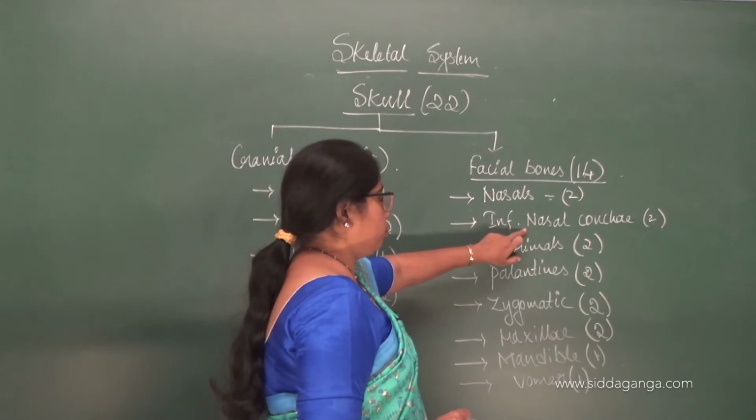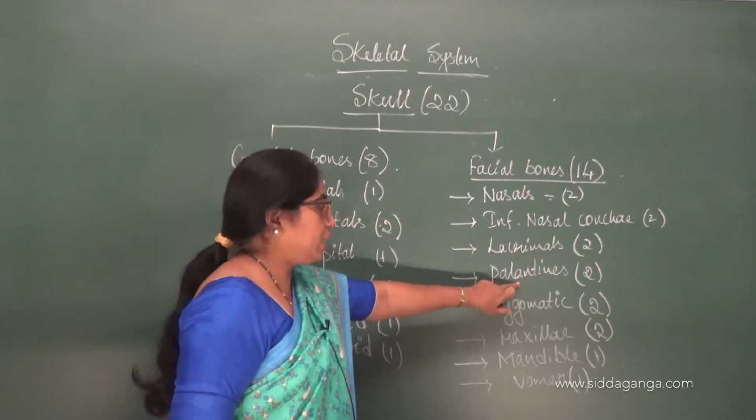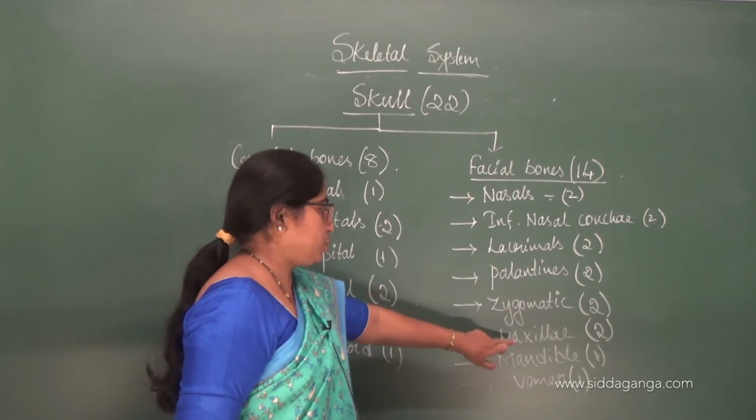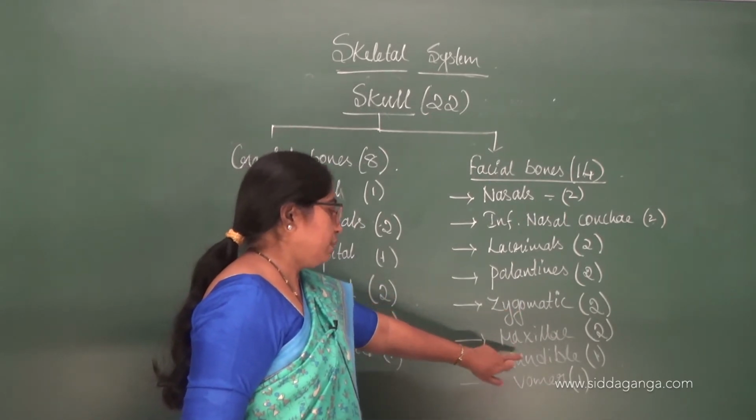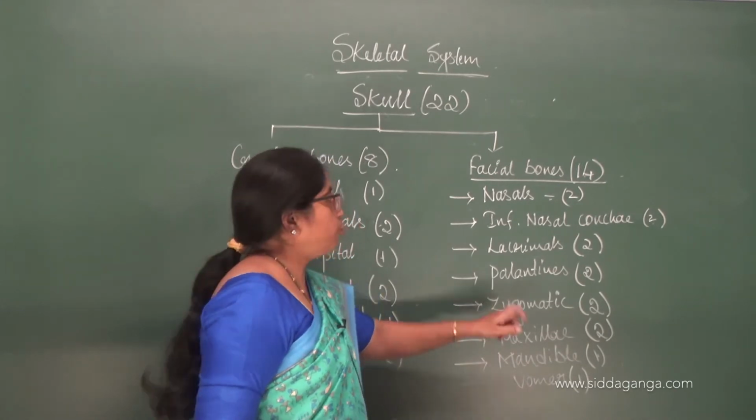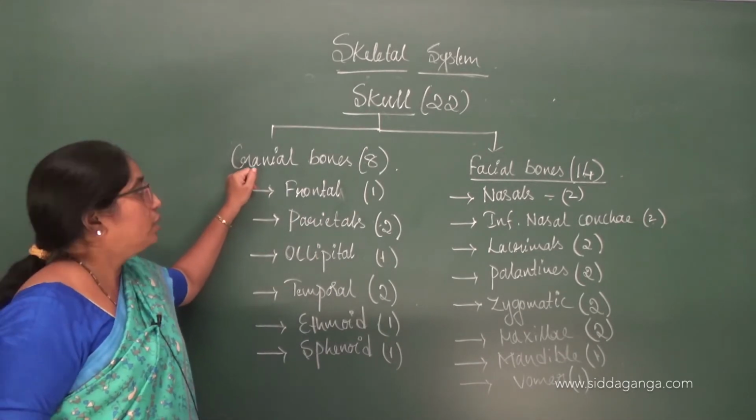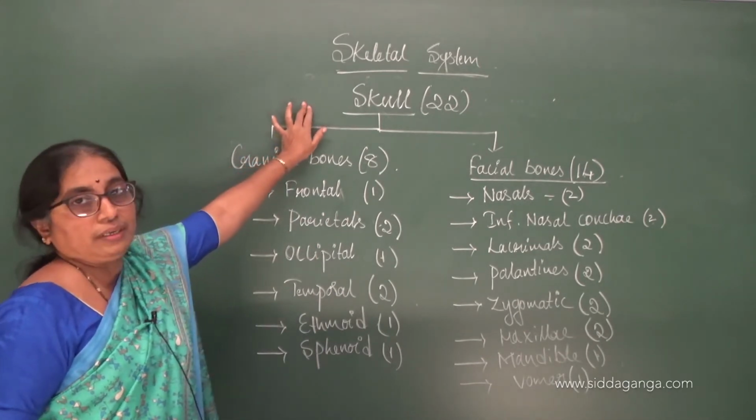So 2 plus 2 is 4, 4 plus 2 is 6, 6 plus 2 is 8, 8 plus 2 is 10, 10 plus 2 is 12, 12, 13 with 1 mandible, 14 with 1 vomer. So 14 facial bones and 8 cranial bones, which comprise the skull.